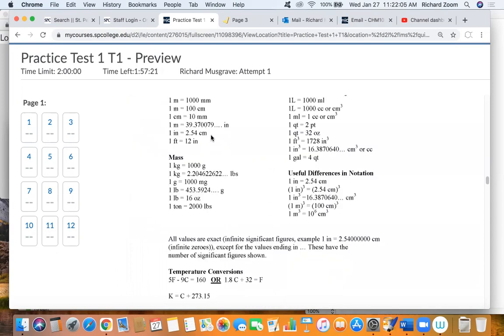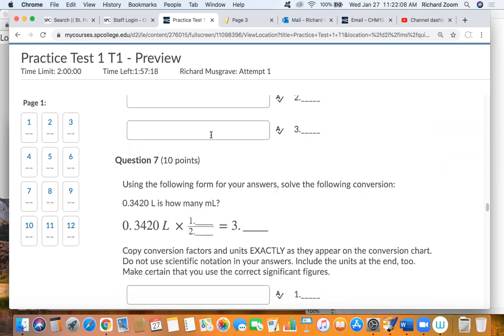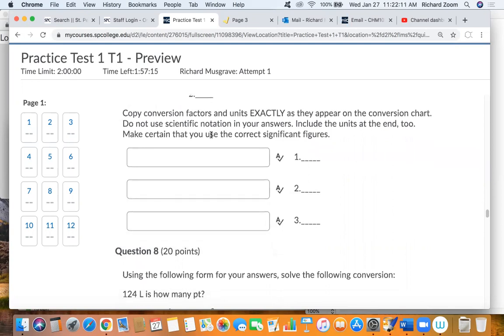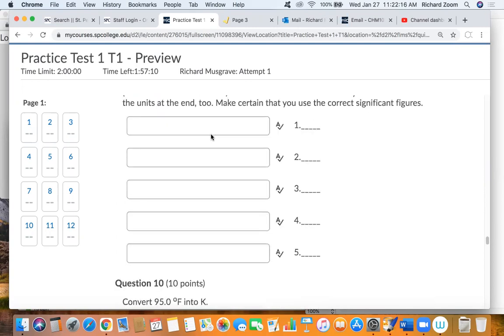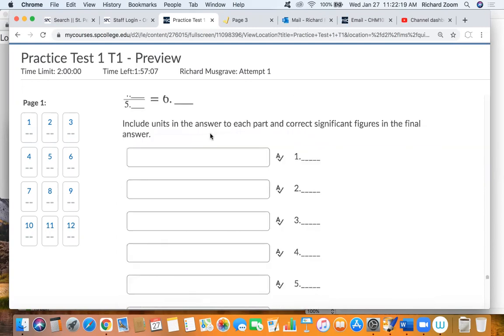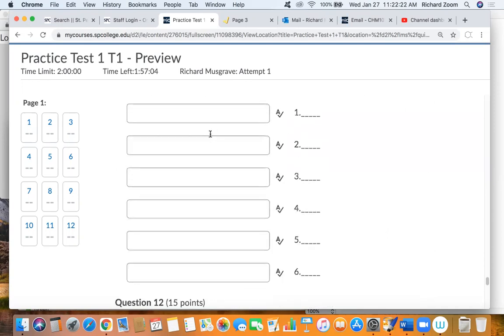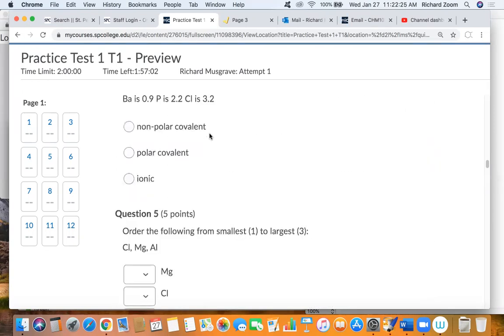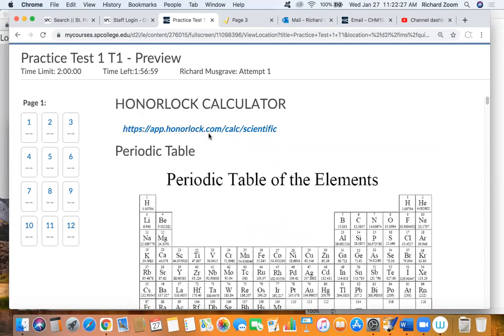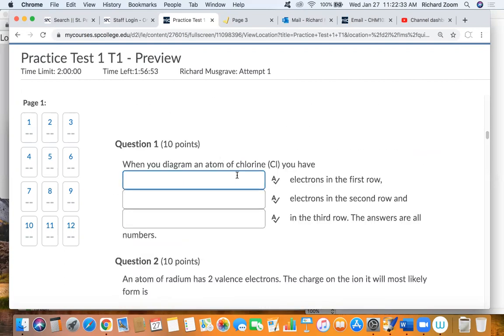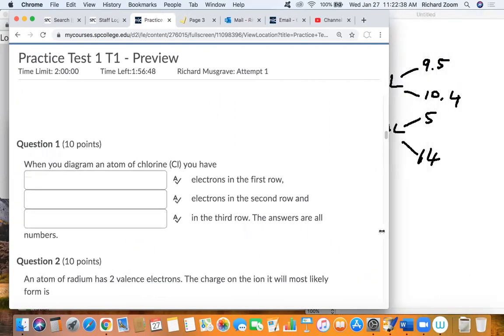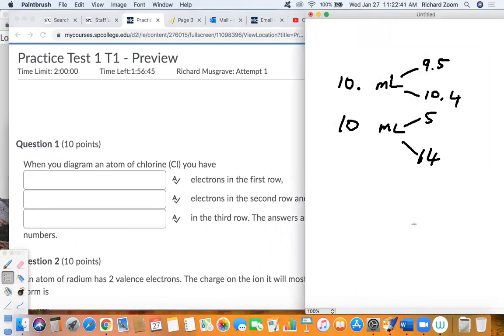All right, so we've got all those, and then you've got the same kinds of questions as you've seen while doing the assignments and the practice and credit quizzes that we talked about earlier. So I'm going to go through a couple of these with a special emphasis on the significant figures. For this one, diagramming an atom of chlorine, you would find out where chlorine is on the periodic table.